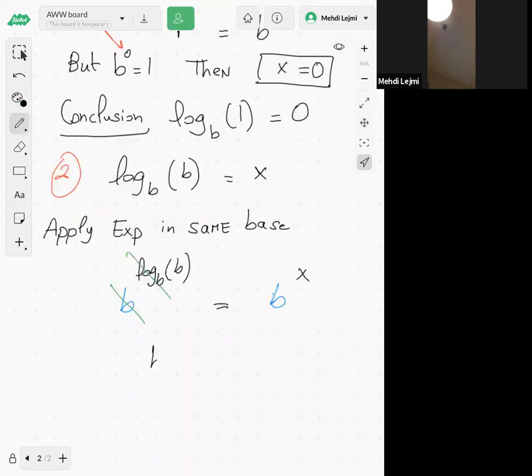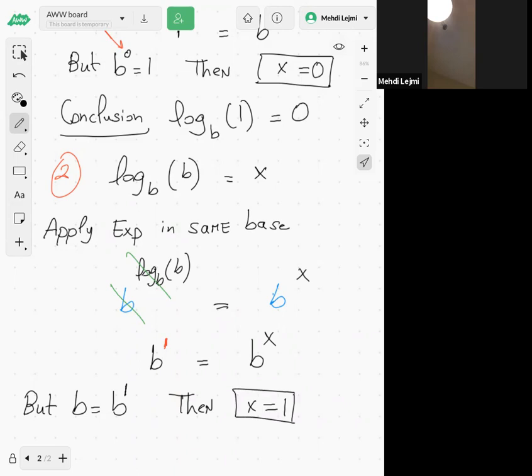So it's equal to b here. And on the right, it's b to the x. So then what will be x? Well, b is b to the power 1, right? B is equal to b to the power 1. So this is like you have power 1 here, right? This is like power 1. So then x would be equal to 1.